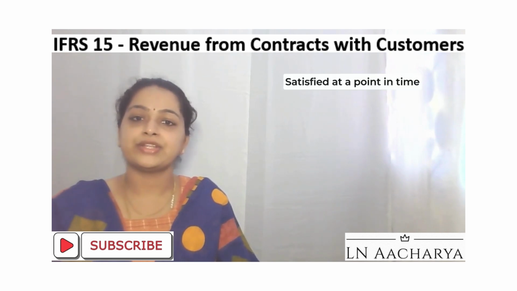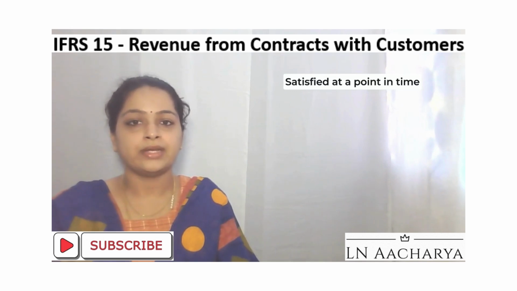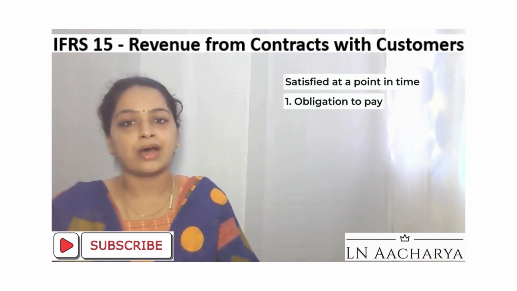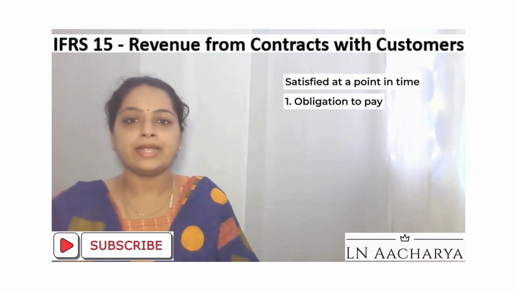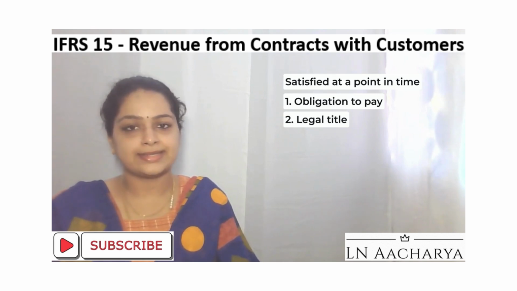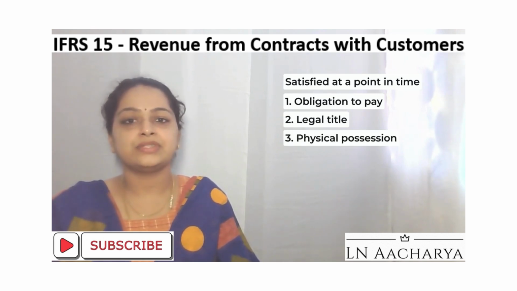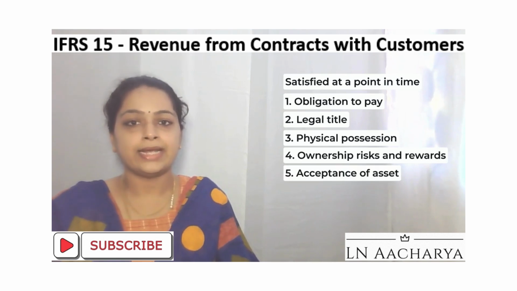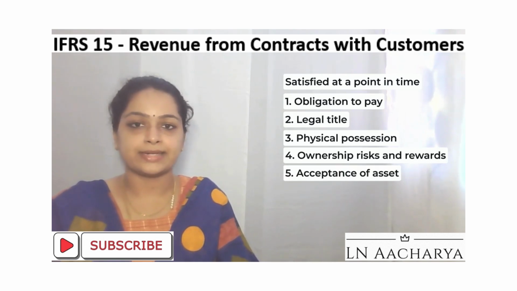A performance obligation that is not satisfied over time is satisfied at a point in time. Revenue should be recognized at the point in time when the customer obtains control of the asset. Some indicators of transfer of control are A. Customer having the obligation to pay for the asset. B. Customer gets the legal title to the asset. C. Entity has transferred the physical possession of the asset. D. Customer owns significant risks and rewards of ownership. E. The customer has accepted the asset.